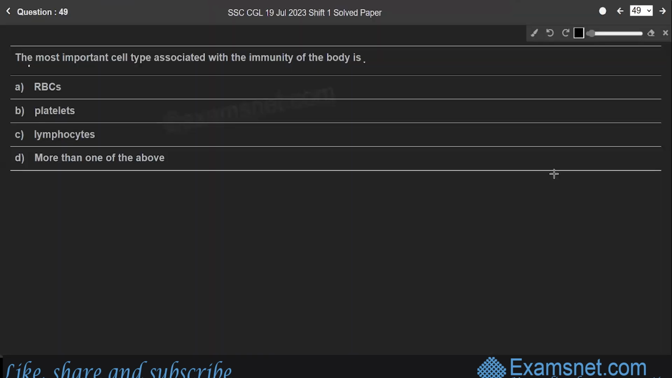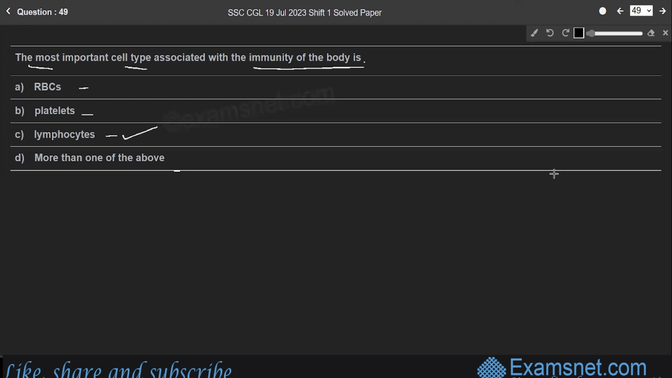Question 49. The most important cell type associated with the immunity of the body is: RBCs, platelets, lymphocytes, more than one of the above. So here lymphocytes are the cell type associated with the immunity of the body.